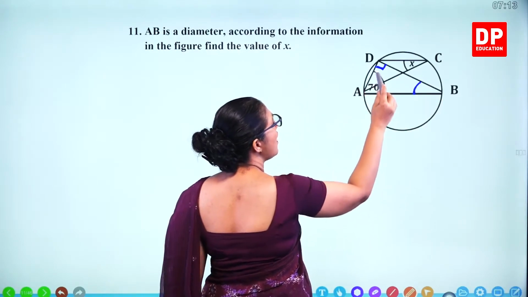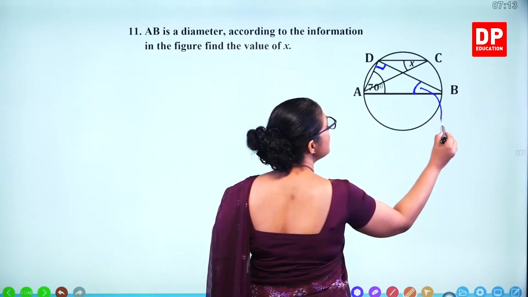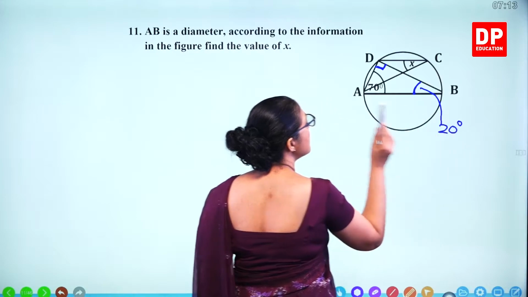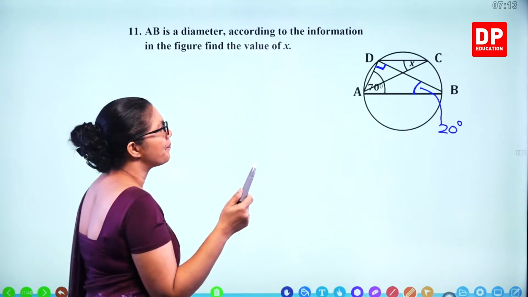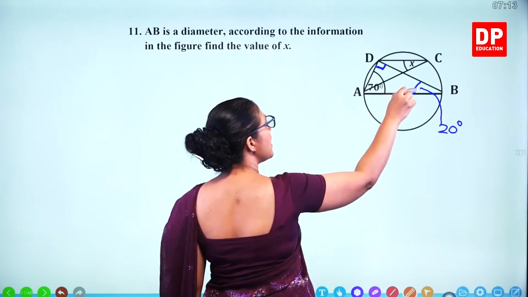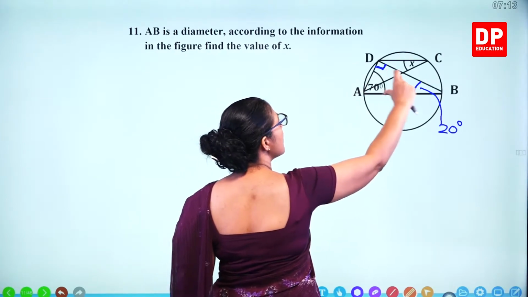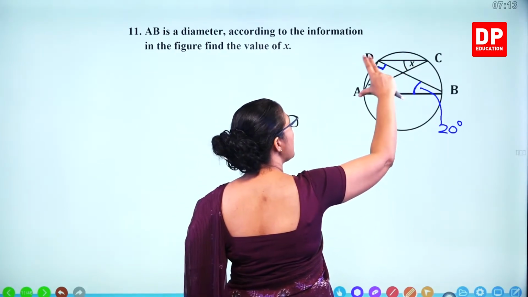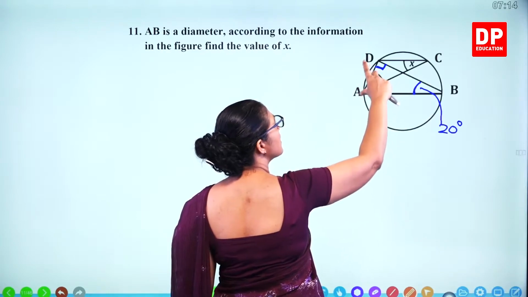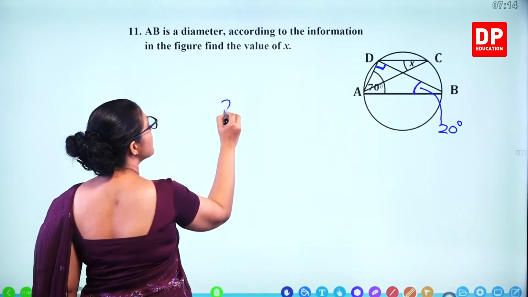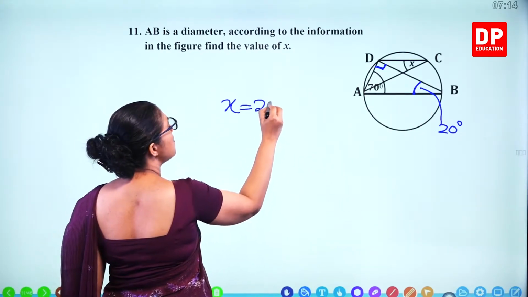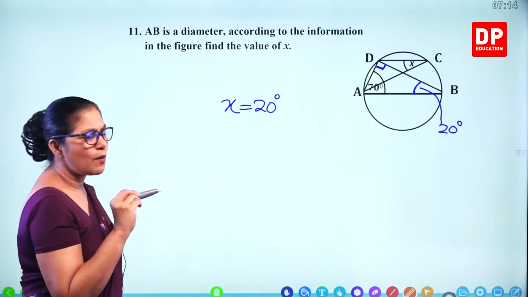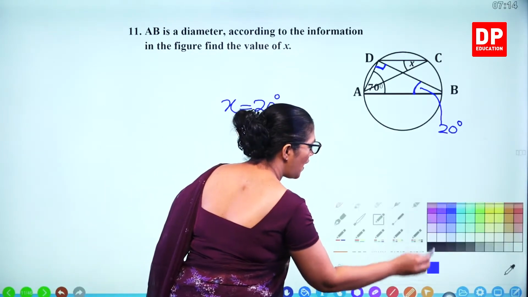So what about this angle then? When you take the triangle, 90, 70. So this is 20 degrees because 90 minus 70. If this is 20, what is this angle? Think about this one. Same segment angles with the AD arc. So x becomes 20. Same segment angles are equal. So 2 marks for that.